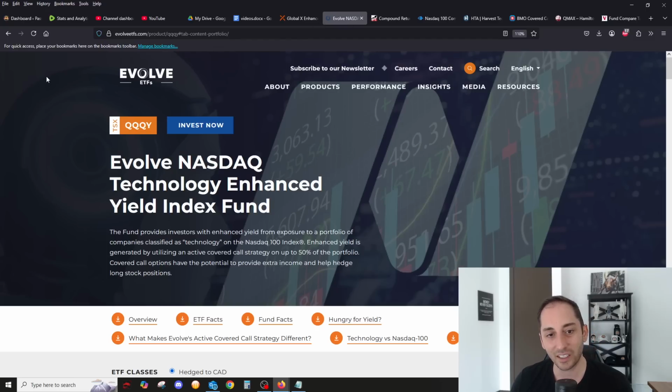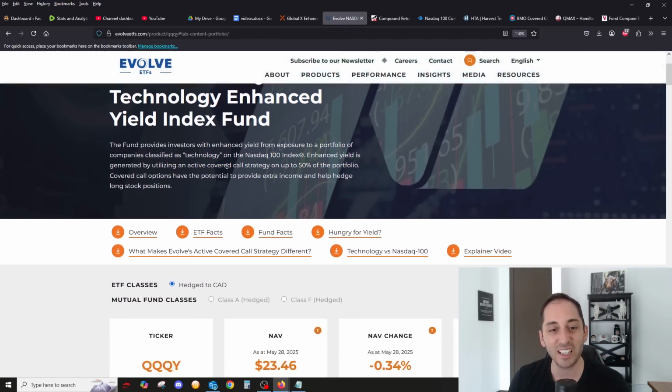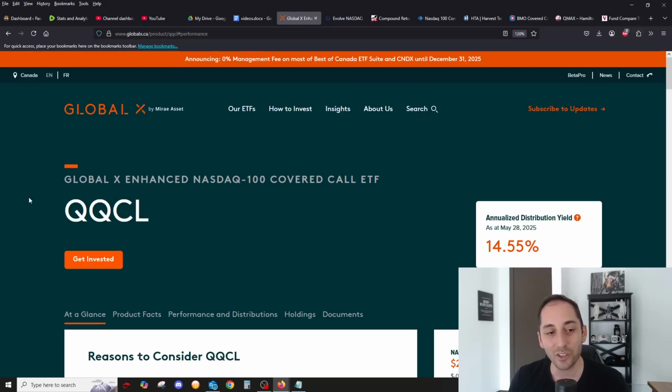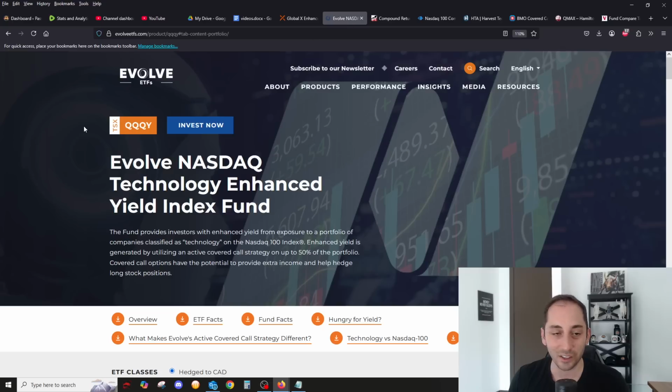The Evolve Nasdaq Technology Enhanced Yield Index ETF, although the Nasdaq is in the name, is a little bit different because of the holdings, which is one of the main differences. It only holds the technology companies, or the companies classified as technology in the Nasdaq 100. So the Nasdaq 100 index is not a pure technology index. It's considered a tech index, but it's only about 50% tech stocks. So this is a pure technology ETF. This is only tech companies.